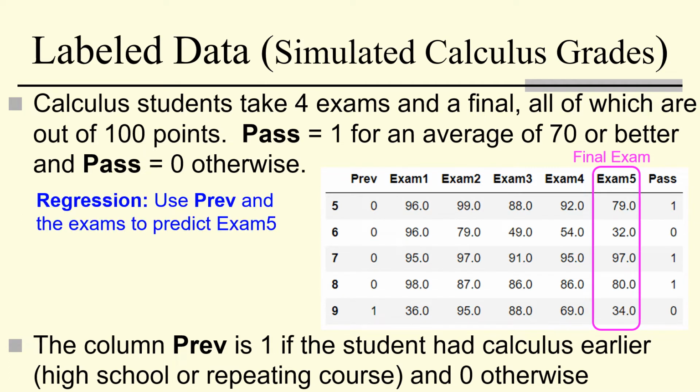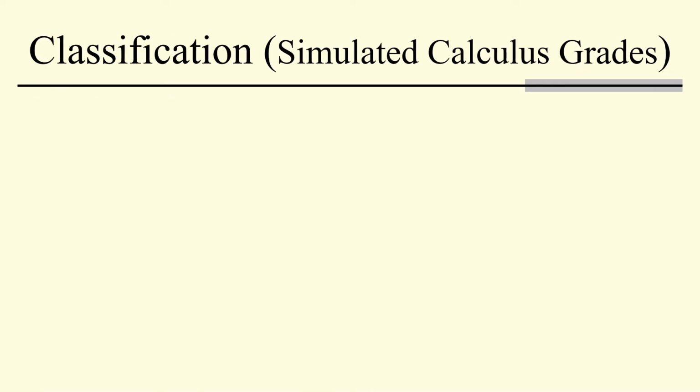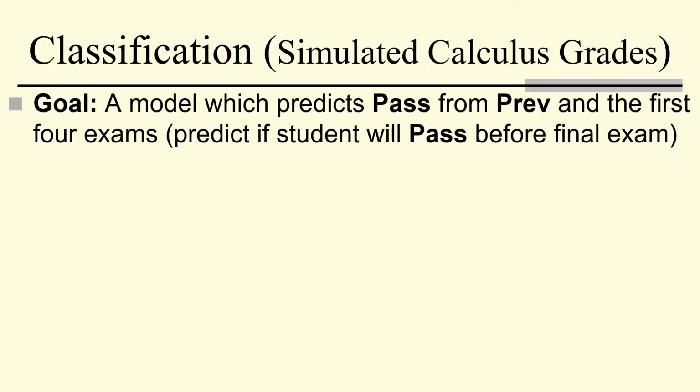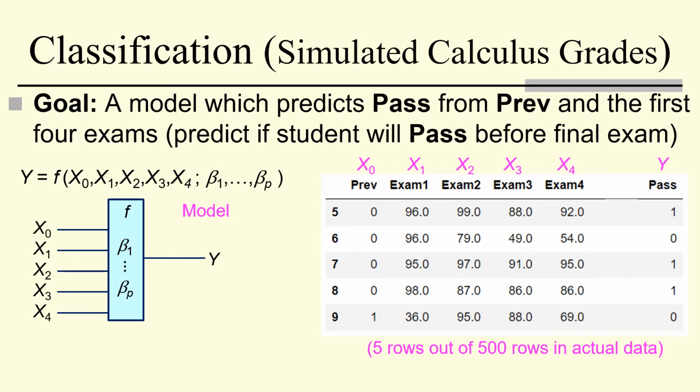We could do regression, using previous and the 4 exams to predict exam 5, or classification, using previous and the first 4 exams to predict if the student passes the class or not. We're going to do the latter. Our goal here is predicting if a student passes the class from the previous column and the first 4 exams. The idea is we're predicting if they're going to pass before they take the final exam, maybe as a way of identifying who needs some intervention. Here's the data. Here are the variables and our model, the layer.